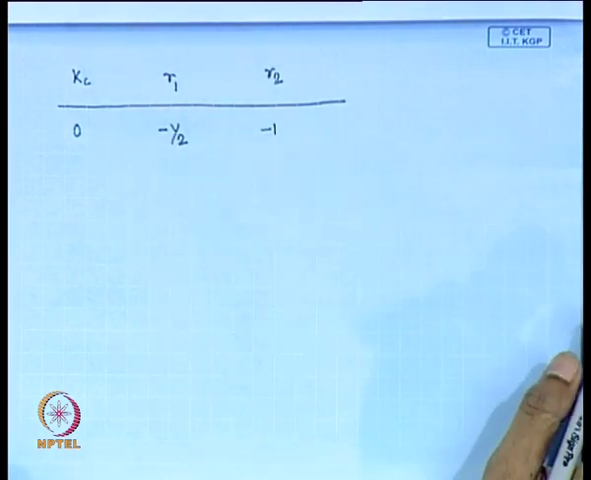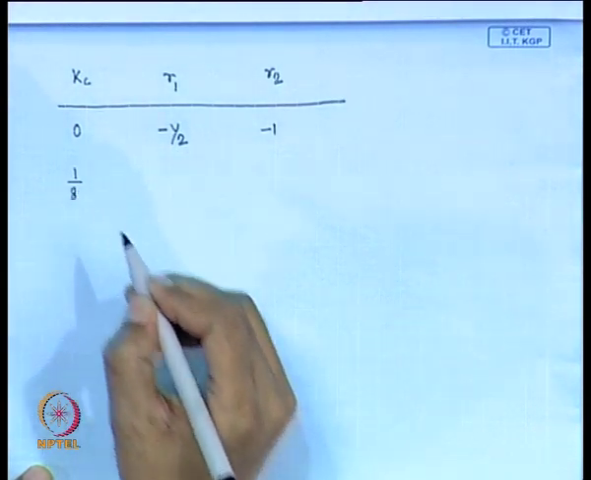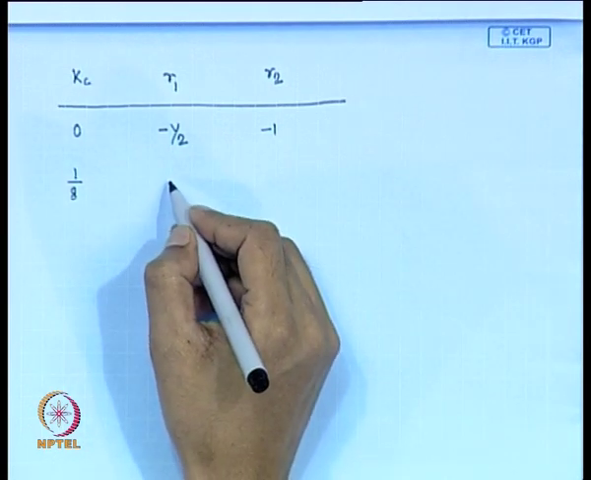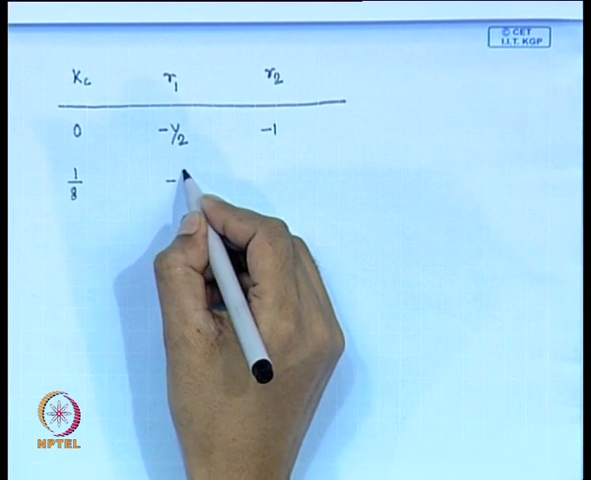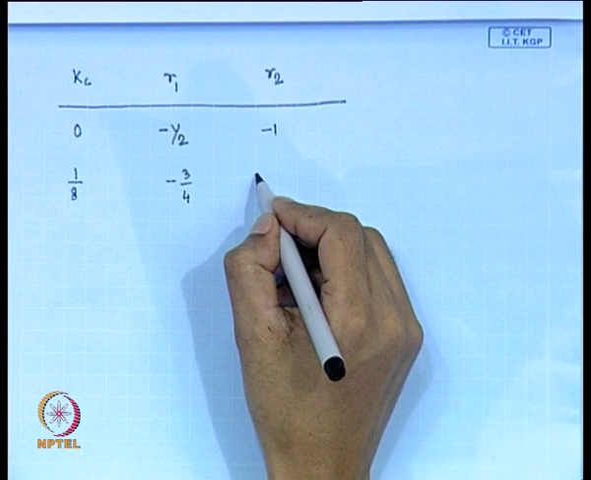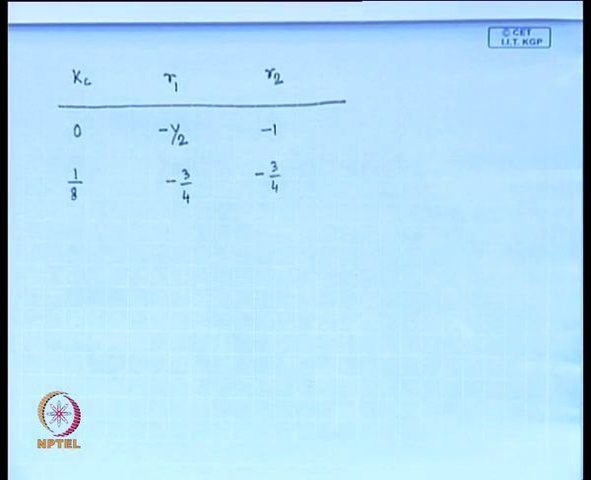Minus 1. If Kc is 1 by 8, how much is R1? Minus 3 by 4 and R2. So, both roots are equal.